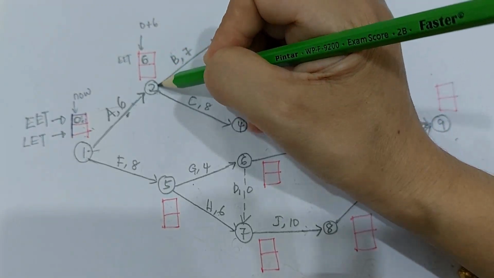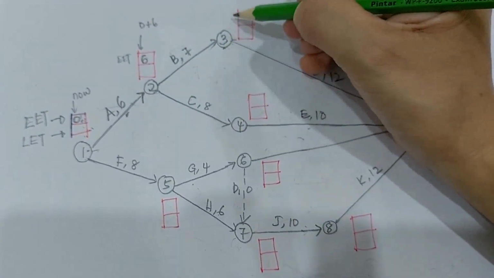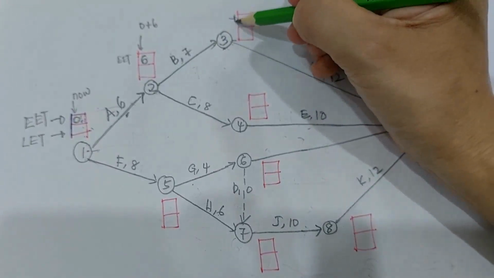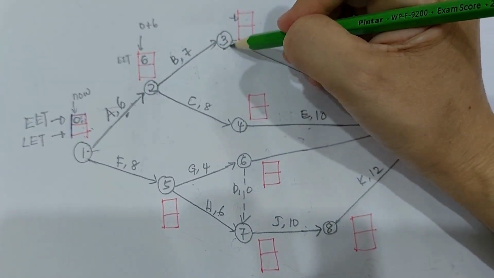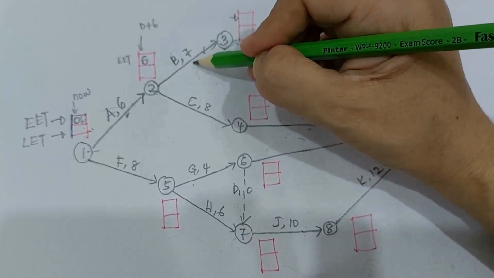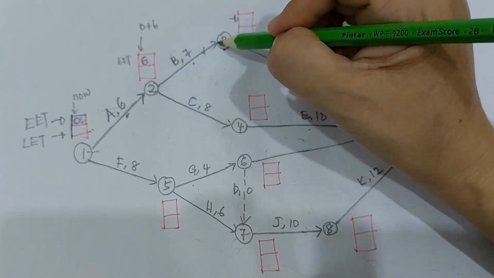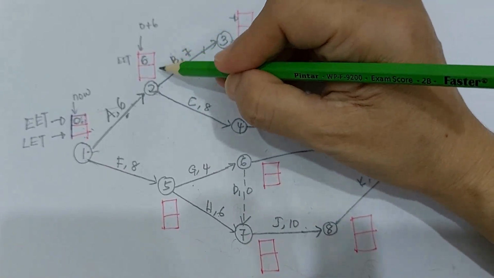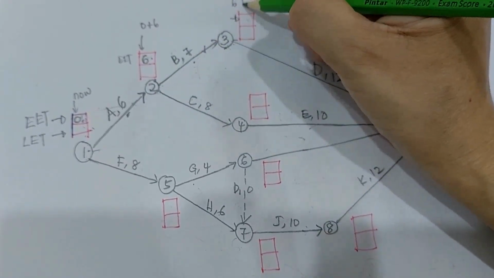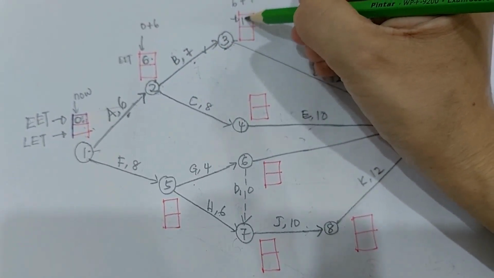So from event number 2, you see where is the next event? This is the one, event number 3. So event number 3, we complete the EET first for event number 3. So what is the activity pointing at event number 3? This is the one, activity B, pointing at this event number 3. So we just consider this activity. So we take the previous EET. This is the activity pointing at this event. So the previous EET is this one, that is 6. So 6 plus the duration of this activity pointing at event number 3, plus 7. So 13 is over here.